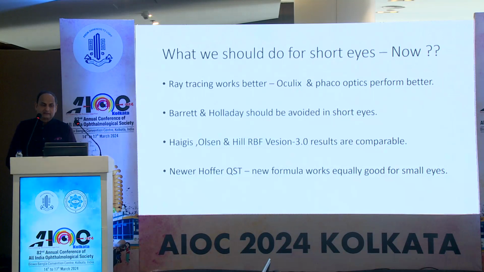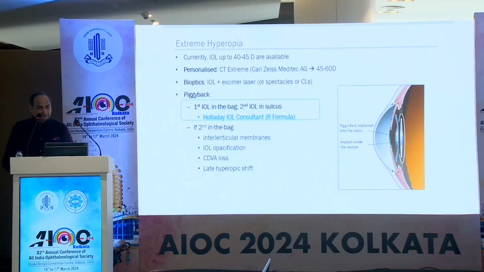What should we do for short eyes now? Well, ray tracing works better, and Okulix and PhacoOptics are the formulas which should be used. Barrett and Holladay should be avoided in short eyes. Haigis, Olsen and Hill RBF version 3.0 results are comparable, and newer Hoffer QST, a newer formula, works equally good for small eyes.